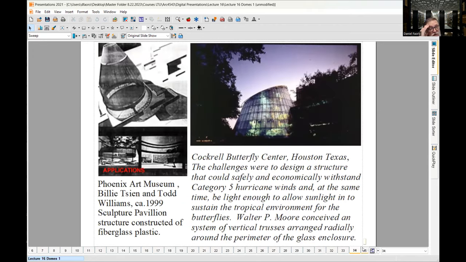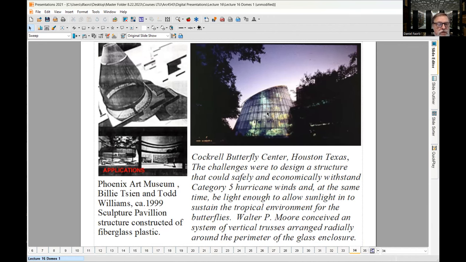What are some examples of these? This is in Houston, Texas, the Cockrell Butterfly Center. This was a conoid dome, but it's truncated. In other words, it's cut at some point here. These are steel trusses, with trusses vertically and trusses horizontally as the hoop members.